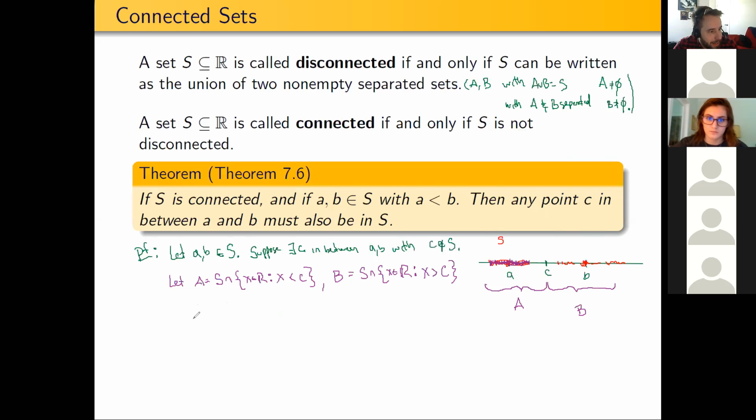First, A is non-empty. Well, how do you show that something is non-empty? You show that it has at least one point in it. And we know that this has at least one point in it because I know that it at least contains the number A, right? I know that A is an element of S, and I know that A is less than C. So because of that, A must be in my set capital A.